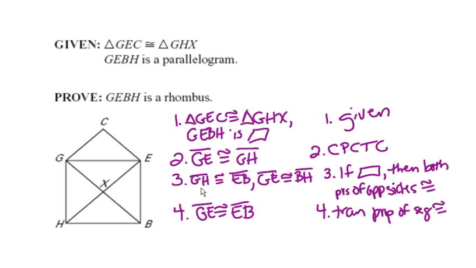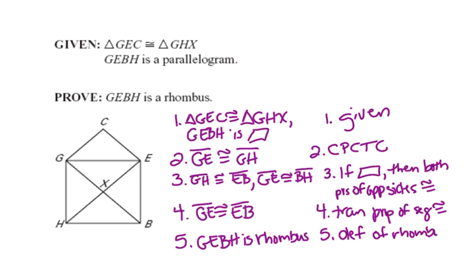All right, so now I've said that all four sides are congruent, which means that GEBH is a rhombus. And that would be my, we could probably say definition of a rhombus because we've proven that all four sides are congruent. So definition of a rhombus is that it has four congruent sides, and that's what we have shown. If you have questions, be sure to ask about them tomorrow.